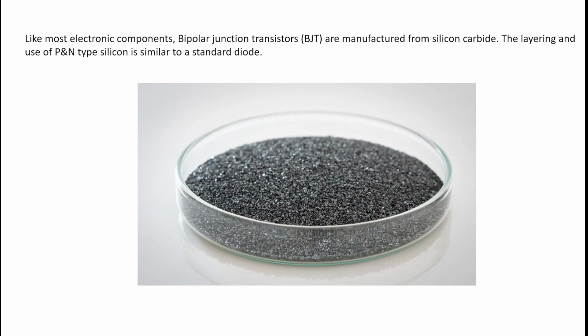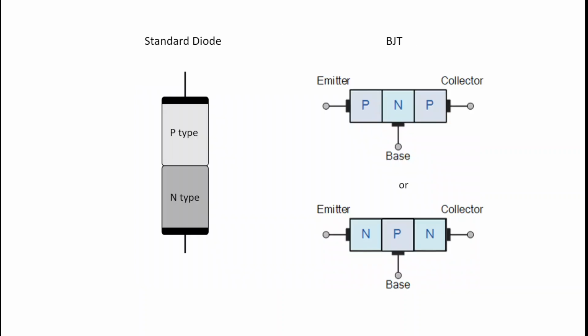Like most electronic components, bipolar junction transistors, or BJTs, are manufactured from silicon carbide. The layering and use of P and N type silicon is similar to a standard diode. On the left here, there's a standard diode with P and N type material. On the right are two different types of BJTs, which use different amounts of P and N type silicon. One's called a PNP and the other's called an NPN.